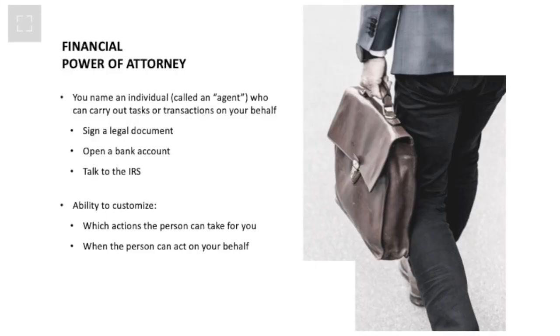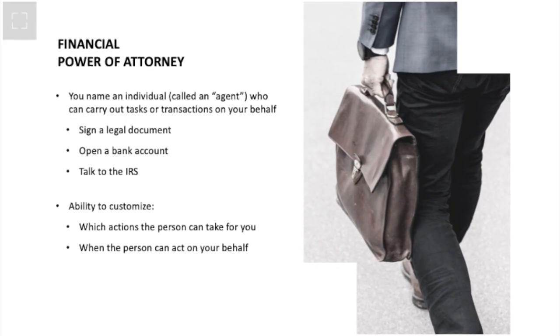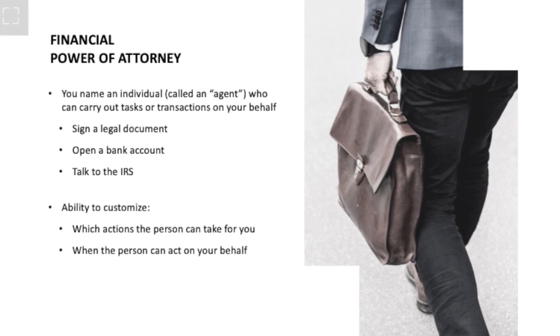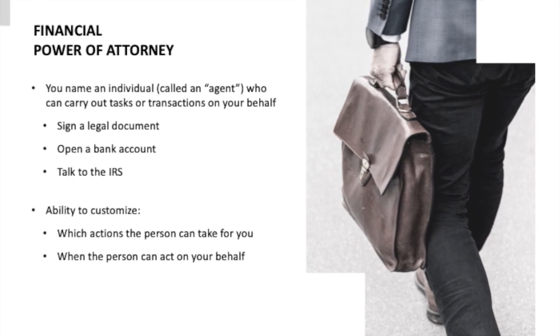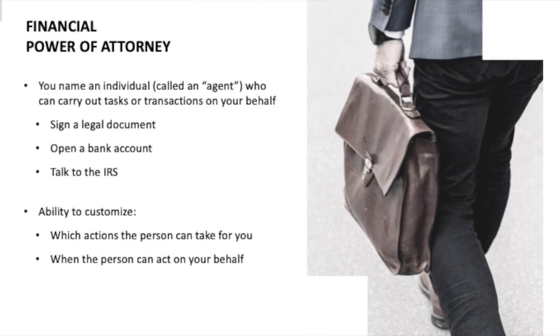The next document is a financial power of attorney. This document can either be effective immediately or can be effective upon disability. It would allow the person that you name to open a bank account, to take money out of a bank account, to pay bills, talk to the IRS. And again, the first one we name is usually a spouse, and then we have children, although there's other people that can be named as a financial power of attorney to effectively make whatever decisions need to be made at the time that they need to be made.